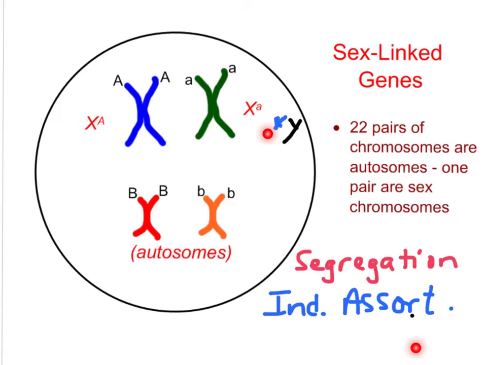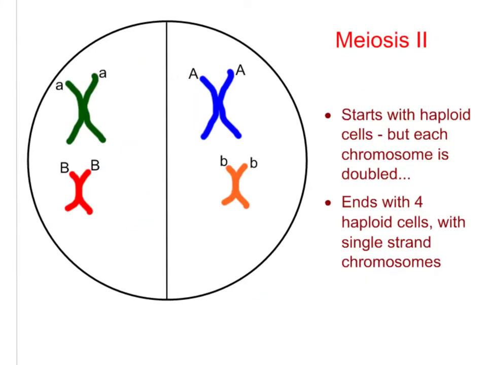Remember, if the father contributes a Y, the offspring will be a boy, and if he contributes the X, it would be a girl. And remember also the Y carries very, very little genetic information, so it is not able to counteract any genetic information that the mother would pass along with the X chromosome.